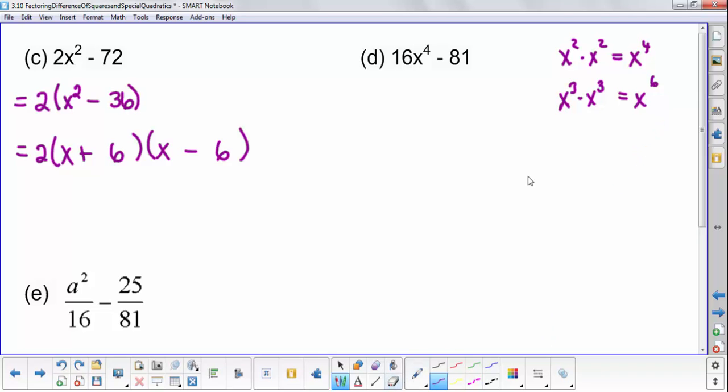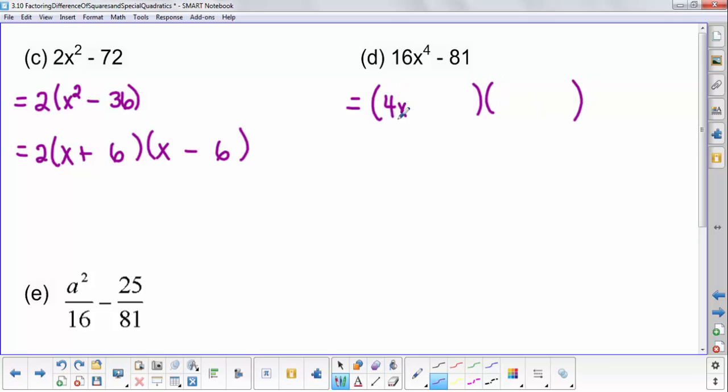Okay, in any case, so I cannot common factor, and I see I have two terms, both perfect squares. They are separated by a minus sign. So I am going to open up two brackets, square root the first term, square root the last term. One gets a plus and one gets a minus. Now take a minute and look at your answer.